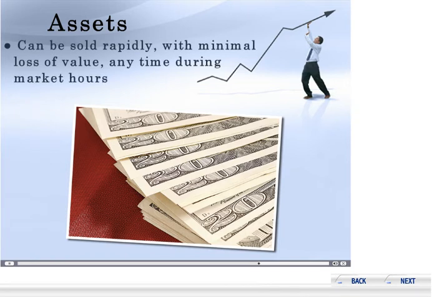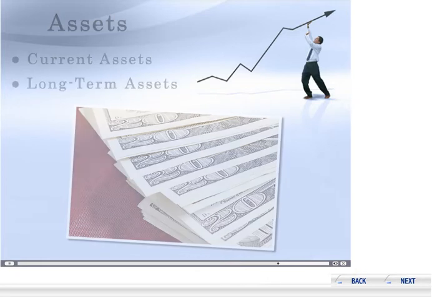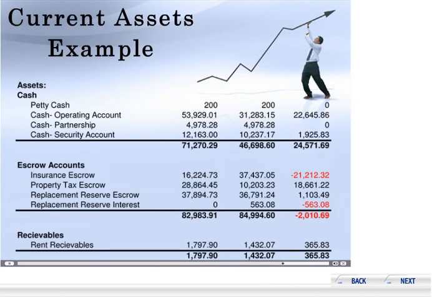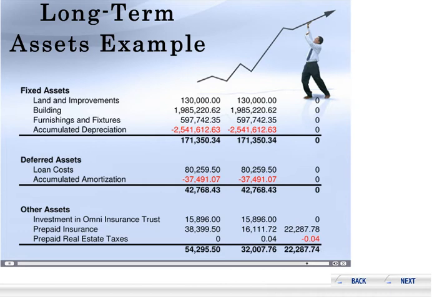Being liquid means the asset can be sold rapidly with minimal loss of value any time within market hours. Current assets are more liquid than long-term assets. Current assets are assets that are expected to be sold or otherwise used up within 1 year. Examples of current assets are cash, escrows, and rent receivables. Long-term assets are those assets on the balance sheet that will be in service for more than 1 year. Examples of long-term assets are fixed assets, deferred assets, and certain other assets.